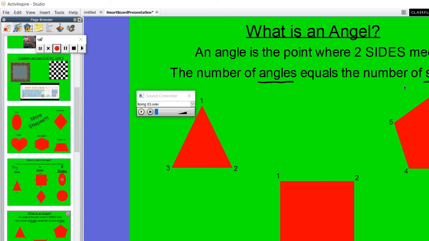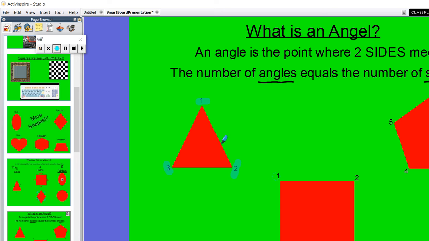So right here, let's go back to our triangle. We have one angle, two angles, three angles gives us a triangle. Again, tri meaning three. Let's see if the number of angles equals the number of sides on our triangle. So I have one side, one angle. Two sides, my second angle. And here's my third side, here's my third angle.